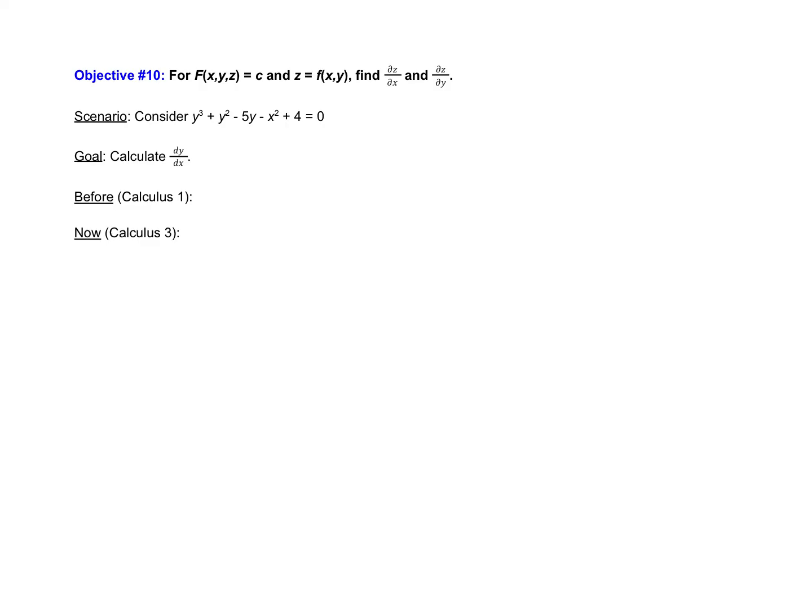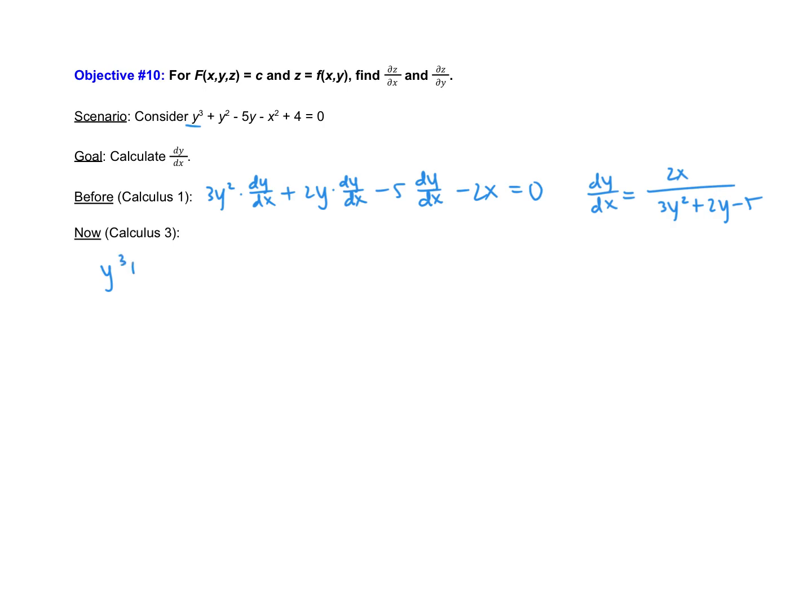So you would say, okay, the derivative of y cubed is 3y squared, and then that gives me dy dx, and then I have 2y dy dx, subtract 5 dy dx, subtract 2x equals 0, and then you would factor out your dy dx, and you would move some things over and divide, and you would end up with 2x over 3y squared plus 2y minus 5. So that's what you did before. We're going to do it a little bit differently now. So let's start with that same equation.